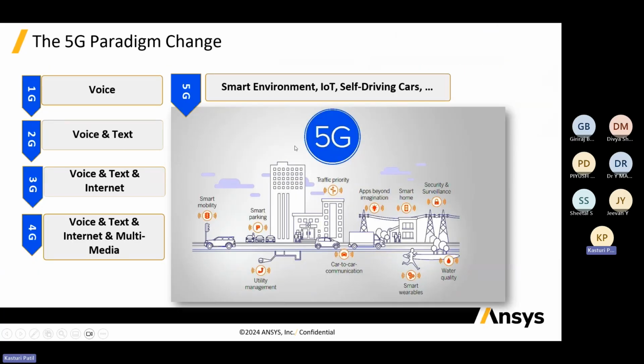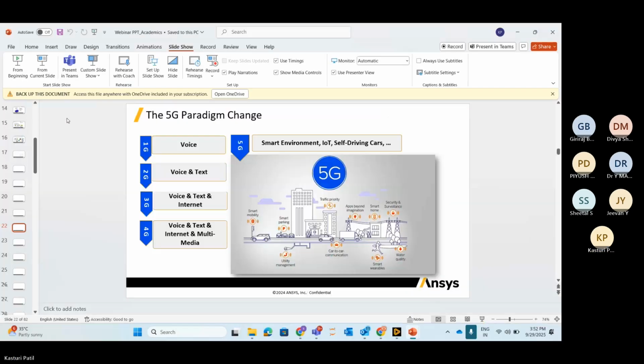So in 5G, we know in 1G we had only voice communication, in 2G voice and text communication, in 3G voice, text, and internet communication, in 4G voice, text, internet, and multimedia communication. So 5G is the fastest communication technology, where we can do smart connectivity, smart parking, car-to-car communication, smart wearables, and so on. So this is the whole broad introduction about high frequency tools or HFSS.